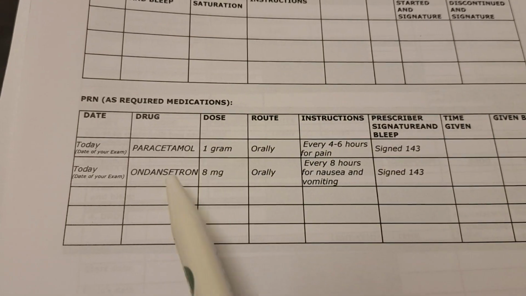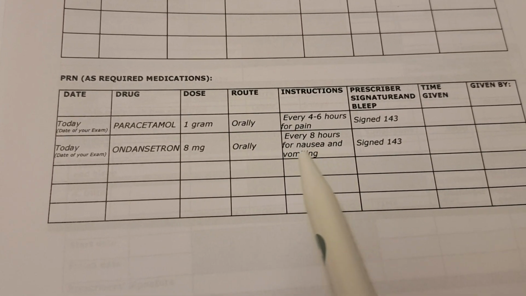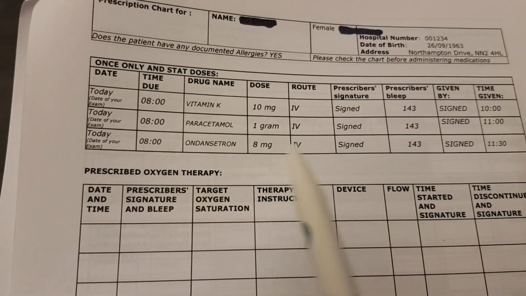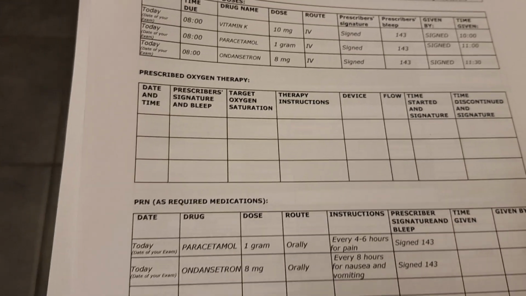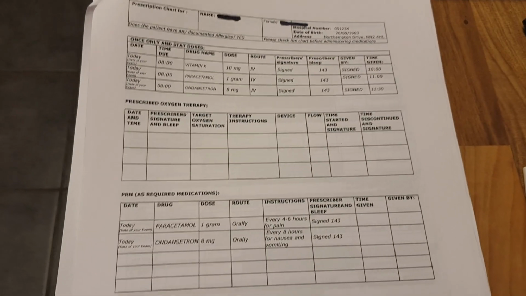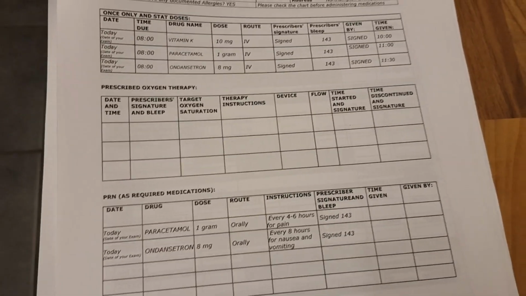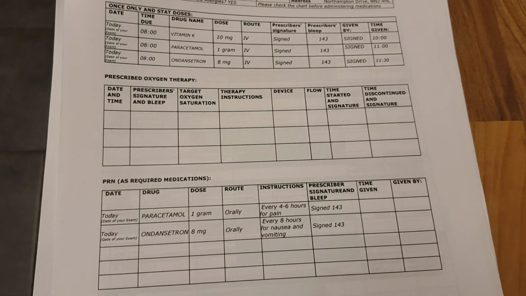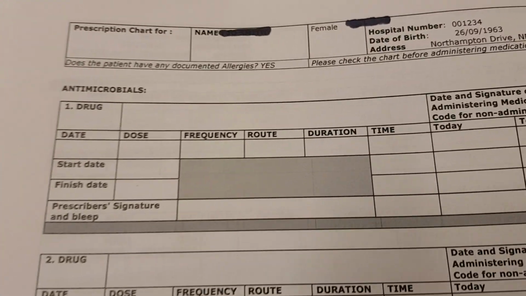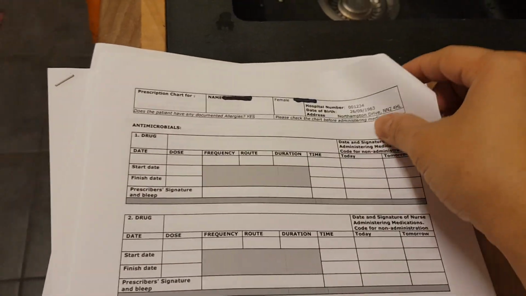On the next, ondansetron medication, we have 8 milligrams orally every 8 hours for nausea and vomiting, with prescriber signature, bleep number present. Okay, so are you feeling okay? Do you feel nauseated? So that is the page of the PRN and the once-only stat doses. Now let's go to the next page. There is nothing written on the antimicrobial. Let's go on to the regular page.